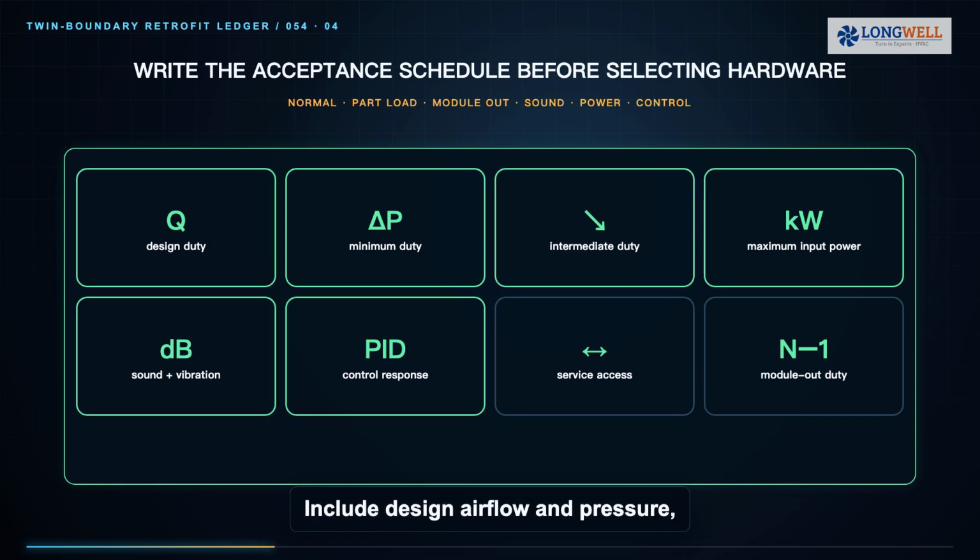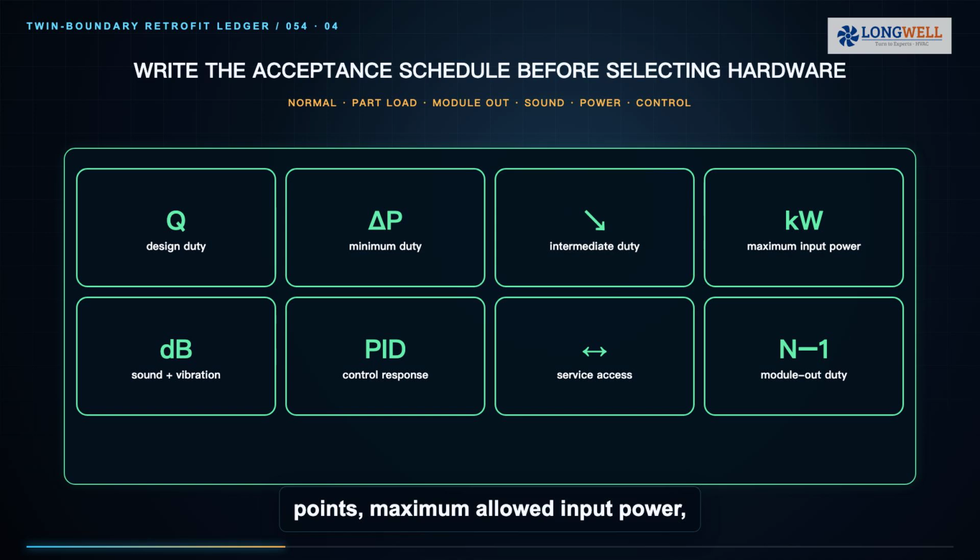Define the after-retrofit acceptance schedule before choosing hardware. Include design airflow and pressure, minimum and intermediate operating points, maximum allowed input power, sound and vibration criteria, control response, service access, and environmental limits. If redundancy is required, state the exact failure case: one module unavailable, the required remaining airflow, permitted speed increase, power limit, and whether common power or controls are inside the availability boundary.